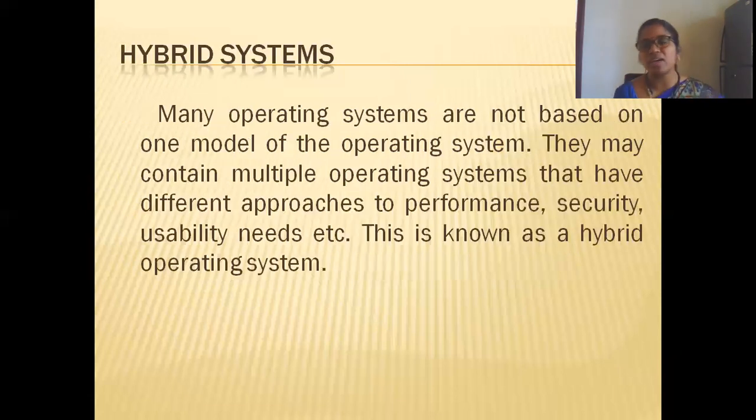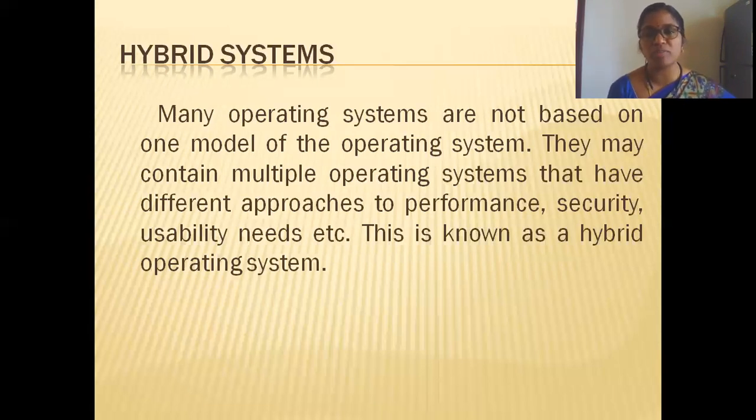So finally, hybrid systems. Hybrid is nothing but combining more than one design, more than one operating system. If one operating system is suitable for some set of requirements, another operating system may be suitable for another set of requirements. So many operating systems are not based on one model. They may contain multiple operating systems that have different approaches to performance.